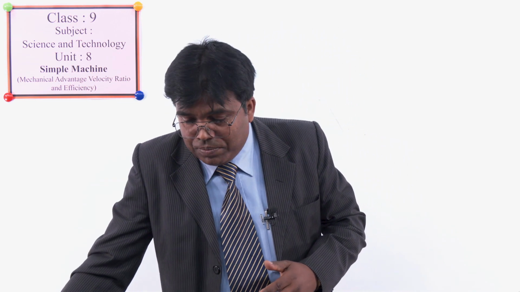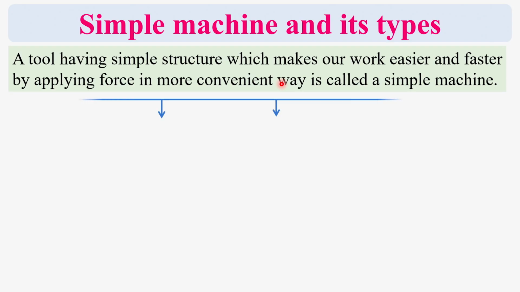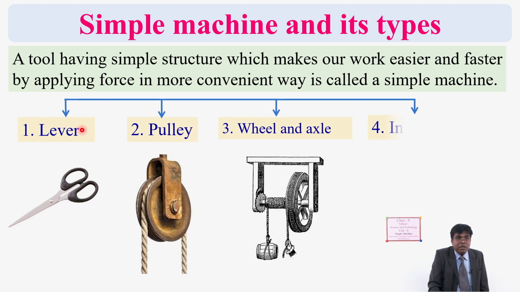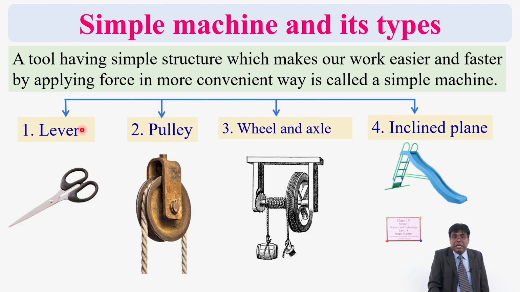Okay, after that let's move forward. So, simple machine and its types. On the basis of structure, there are 6 types of simple machines, but here only 4 are mentioned: lever, pulley, wheel and axle, inclined plane. And I think you all have heard about screw and wedge, though they are not mentioned here. Can you guess why they are not mentioned here? Screw and wedge? Can you?